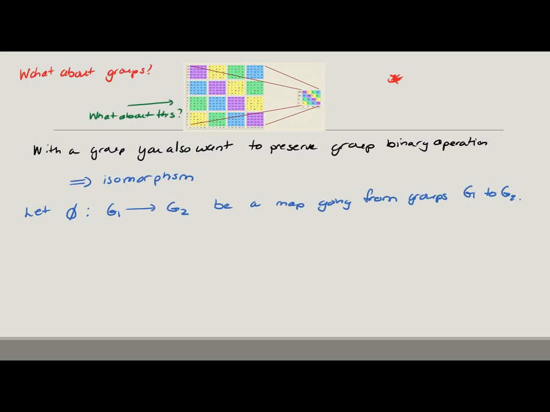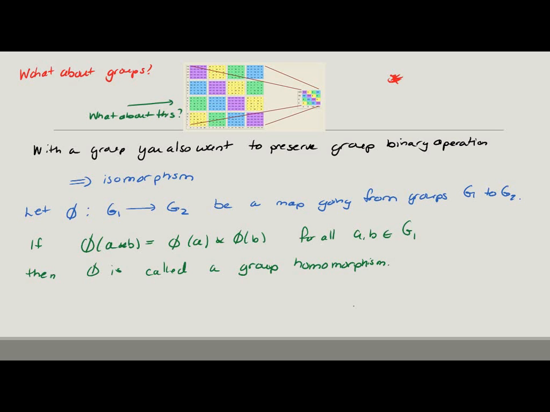But what about this thing up here? You're taking the big group and going to a small group. So there's no way that you're going to get an injection here because the two groups have to have the same number, right? But if you have a map that goes from one group to another group, and all it does is preserve the binary operation, that's called a homomorphism, not an isomorphism. So that picture up here is an example of why homomorphisms are important.